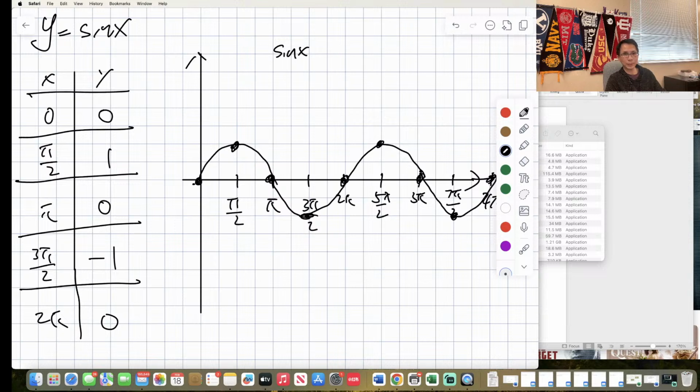3 pi over 2 to 2 pi, and then 5 pi over 2 to 3 pi, and 7 pi over 2 to 4 pi. Yes, that's because you just add pi over 2 each time.